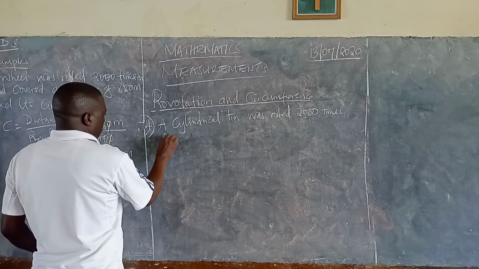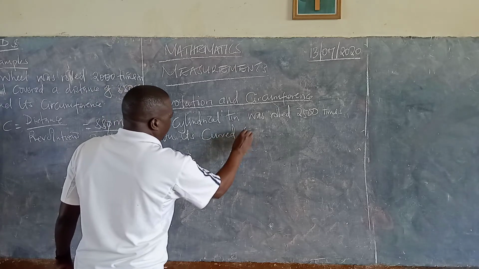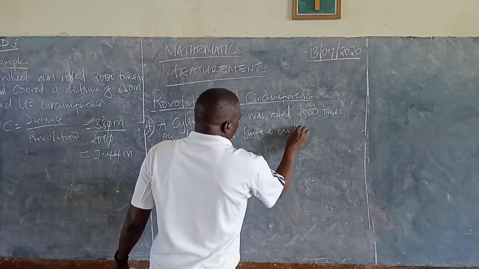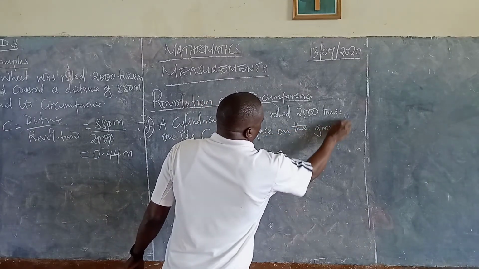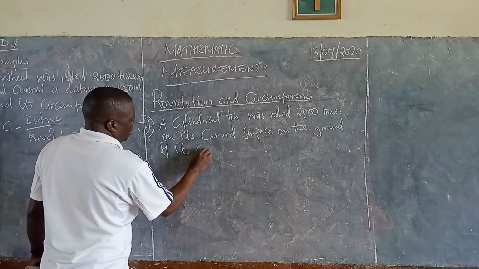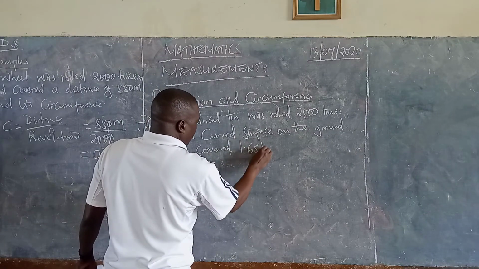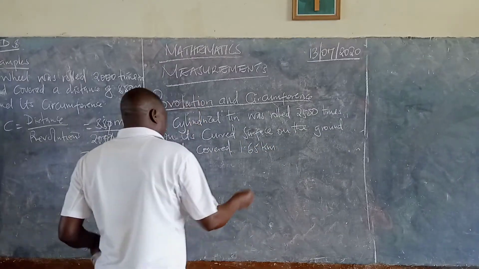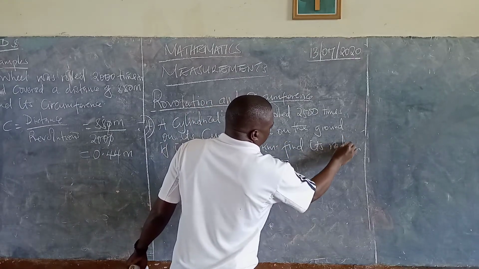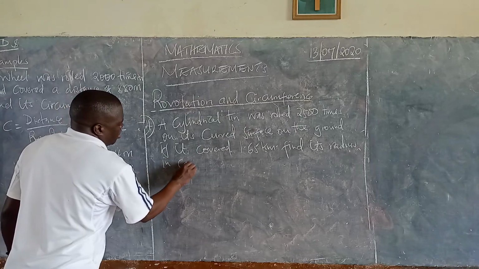on its curved surface on the ground. If it covered 1.65 kilometers, find its radius. Find its radius in centimeters.